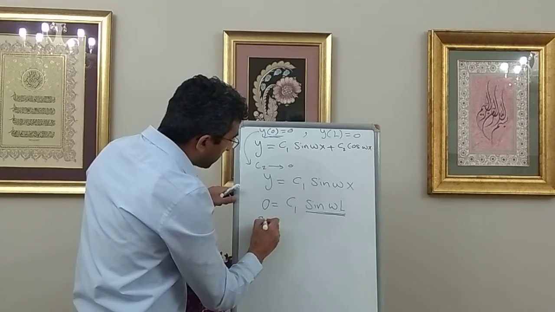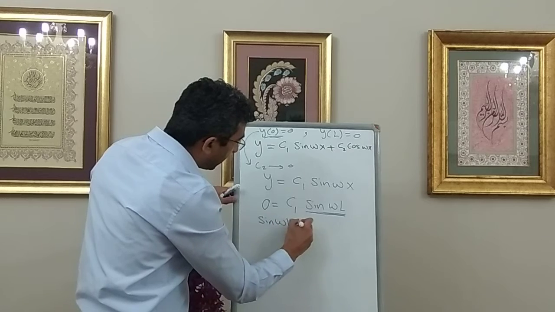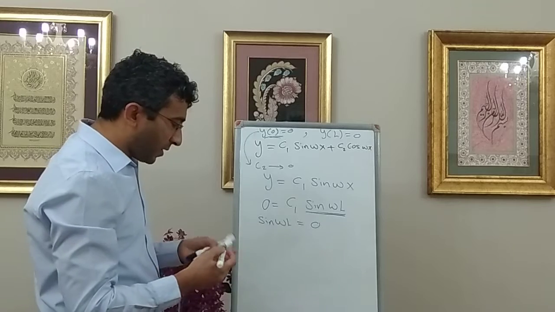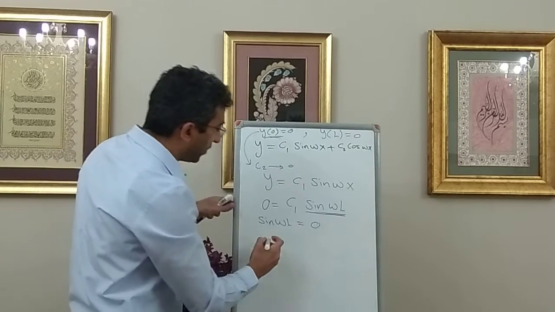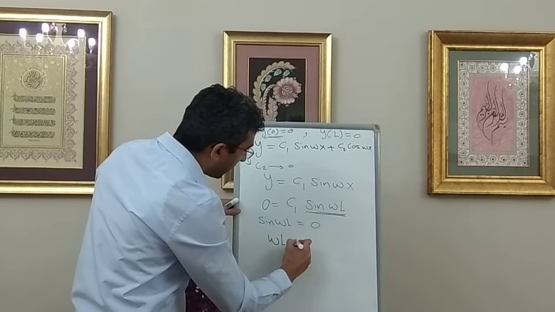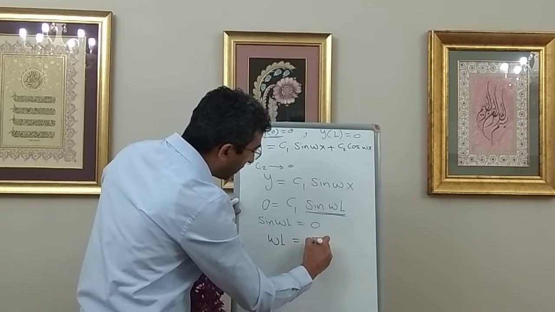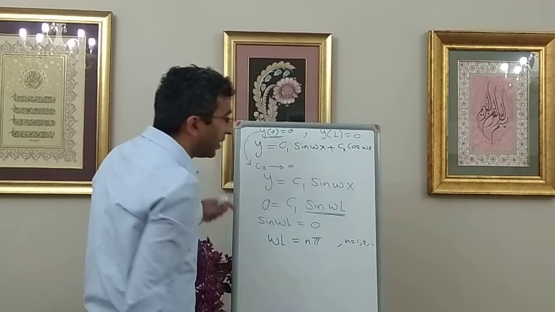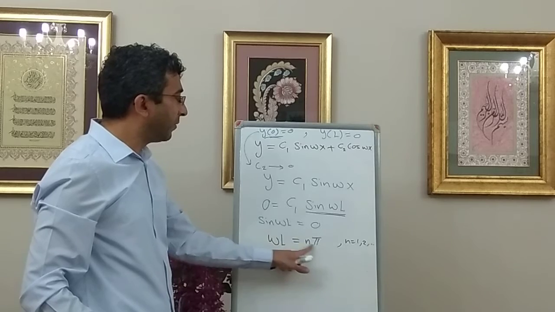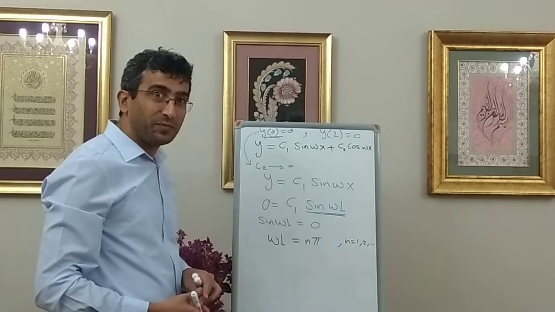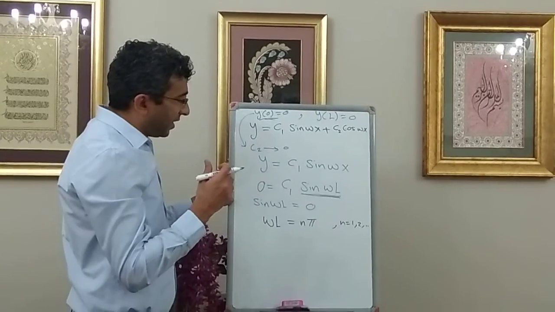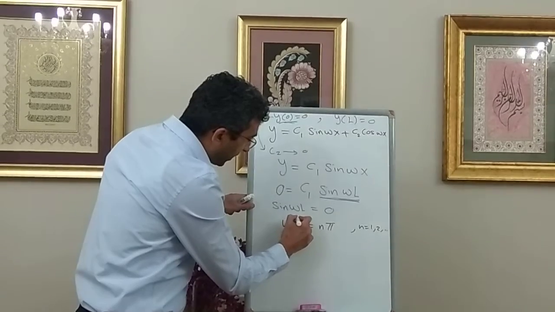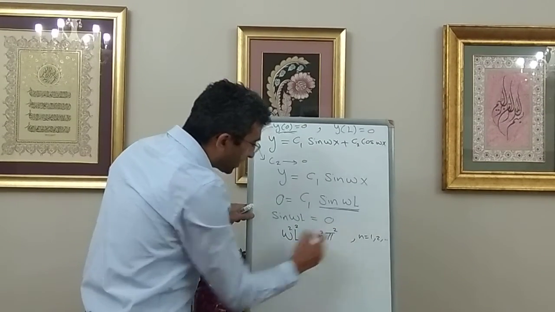So we will say sine omega L is equal to 0. This will give you that omega L is equal to pi times n, where n is changing from 1, 2, 3, etc. Any multiple of pi will give you this 0. Right? So if I take the square of this equation, omega squared L squared equals n squared pi squared.